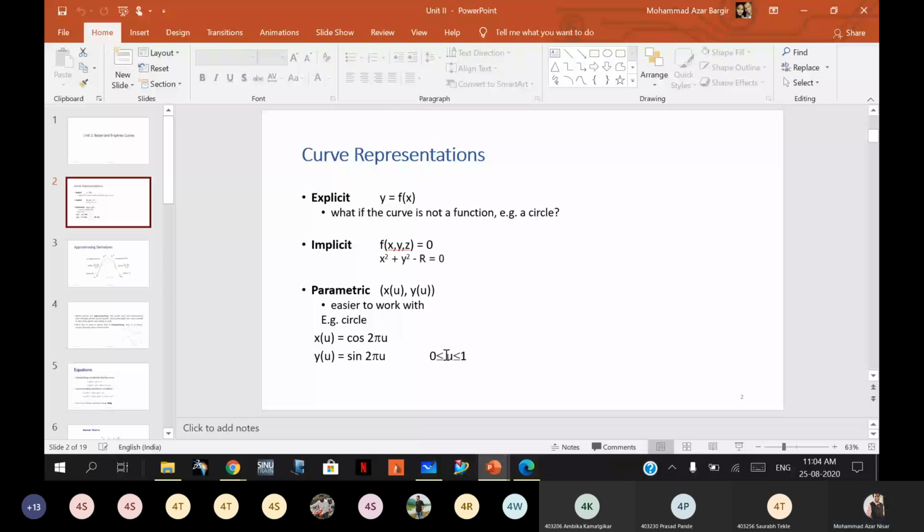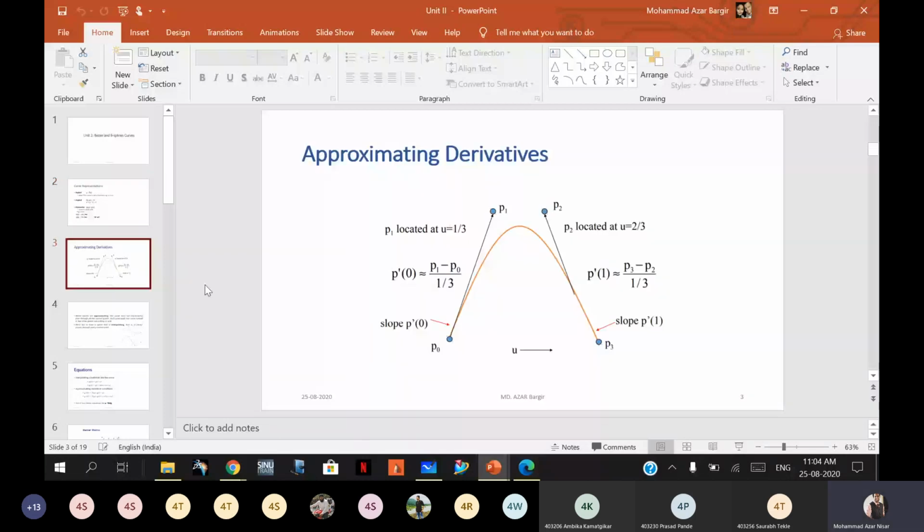So what are these approximate derivatives? In this you can see the initial point of the curve starts from P0 and ends with P3. So u varies from P0 to P3, and there are actually 4 points. P1 is located at u equal to 1 by 3. In this way, the variation of the curve is in between P1 and P2. So these 2 points are called the control points.